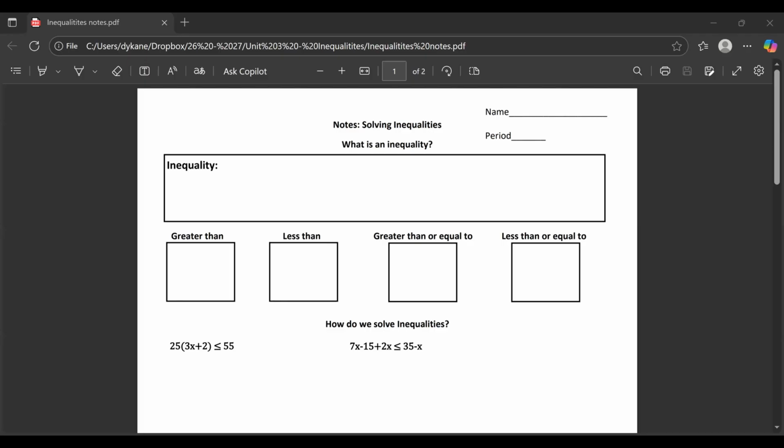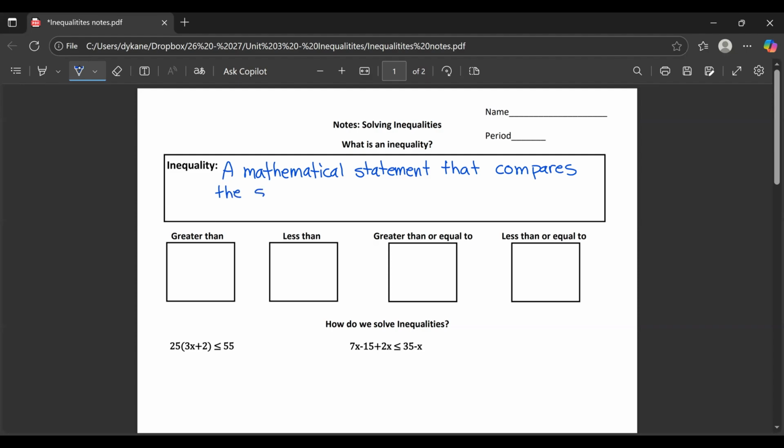All right, so today we're going to learn about solving and graphing inequalities. So first, what is an inequality? An inequality is a mathematical statement that compares the size of two quantities.